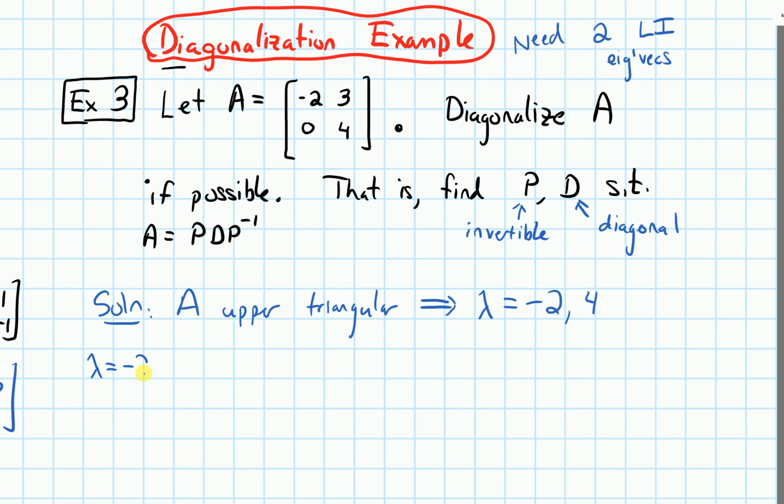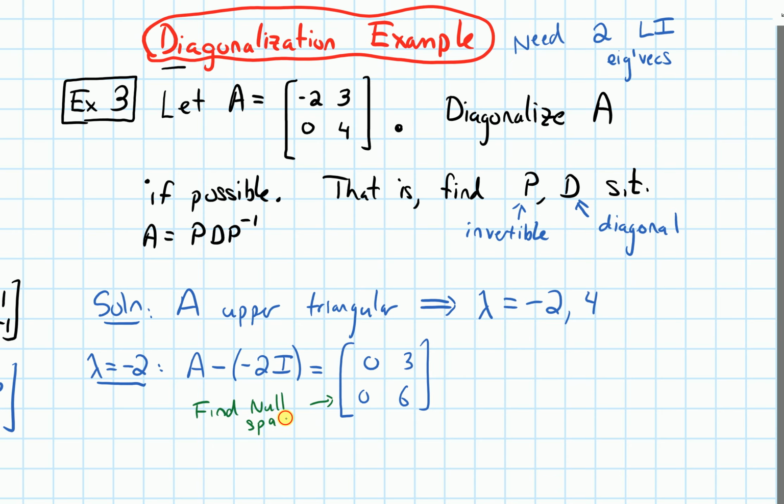For lambda equals -2, the way I find the eigenvectors is I look at A minus lambda I, in this case A minus -2I, so that would be A plus 2I. That adds 2 to each of my diagonal entries, so I would get 0 and then 6, and the other entries stay the same, so I'd still have 3 and 0. Then I need to find the null space of this matrix.